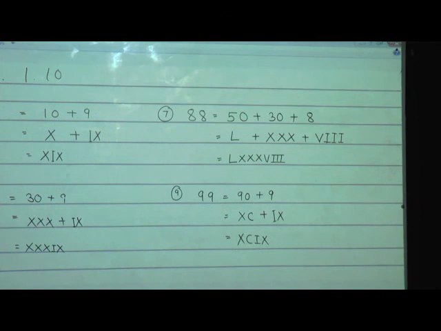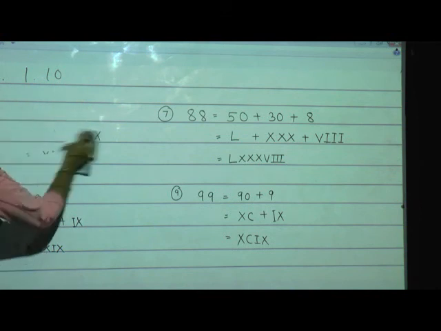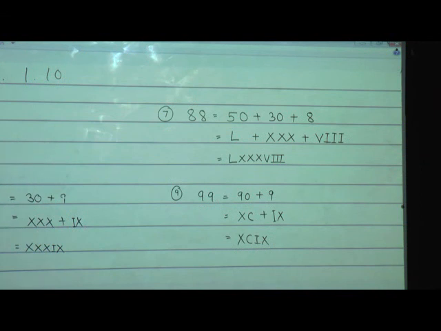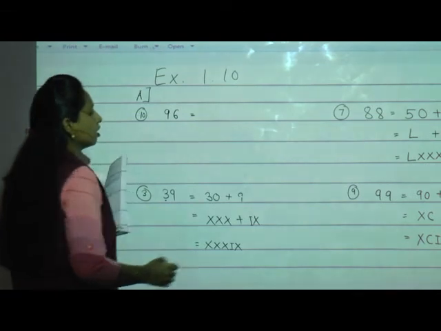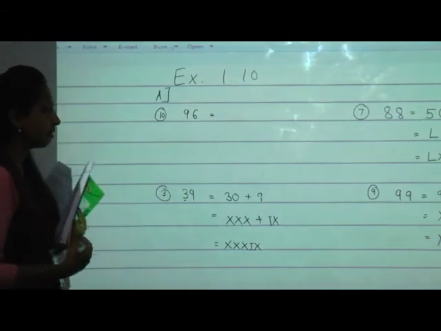One more example I will solve. Last one, 10th example. Okay? So I am just solving here. What is the 10th one? 96. Okay, so how can we expand 96?